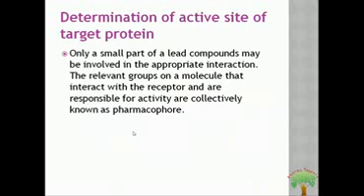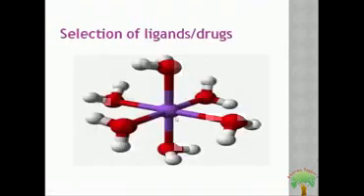And determination of the active site of the target protein. How can the active site be identified? Only a small part of the lead compounds may be involved in the appropriate interaction. So it must be identified for the target selection. And the activity of the ligand has to be focused on this active site, which is very responsible for the disruption of the disease pathway. The relevant groups on a molecule that interact with the receptor and are responsible for the activity are collectively known as pharmacophore, as we already discussed.